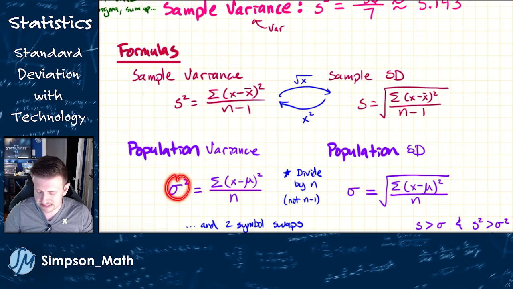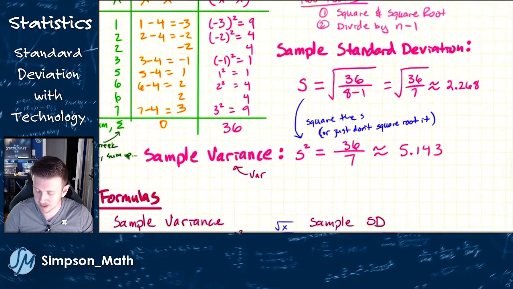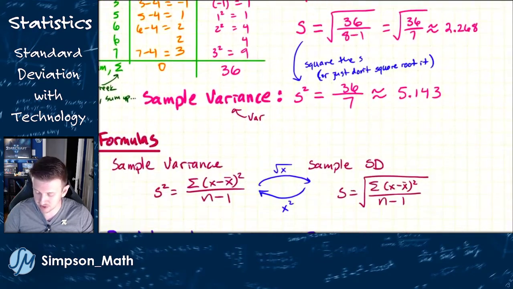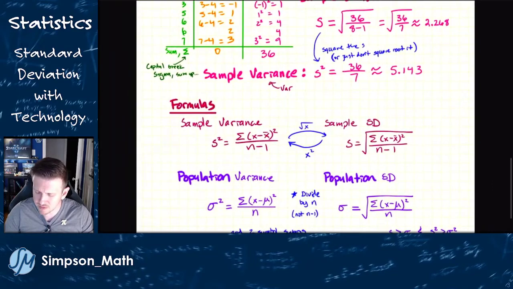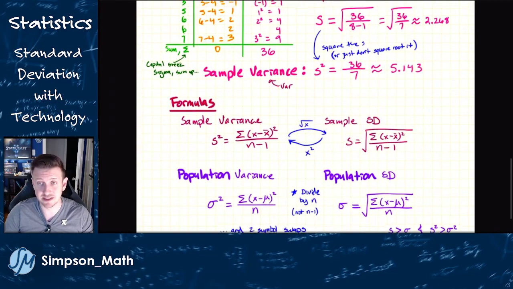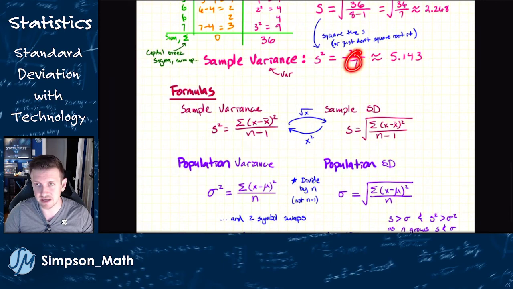There's a little bit of symbol change, but this S or this symbol, they both mean standard deviation. This X bar or this symbol, they both mean mean. But the big deal here is that we're just dividing by n instead of n minus 1. So let me look at our numbers here. Our sample size was 8, so I divided by 7.